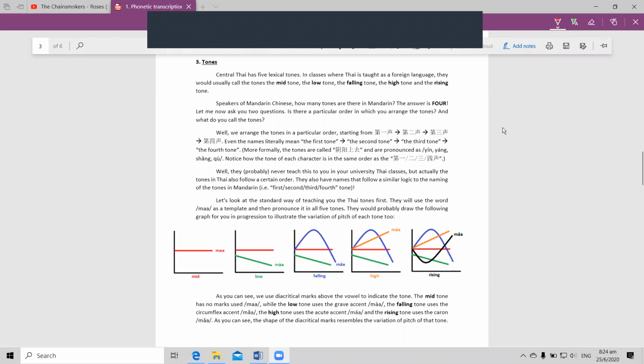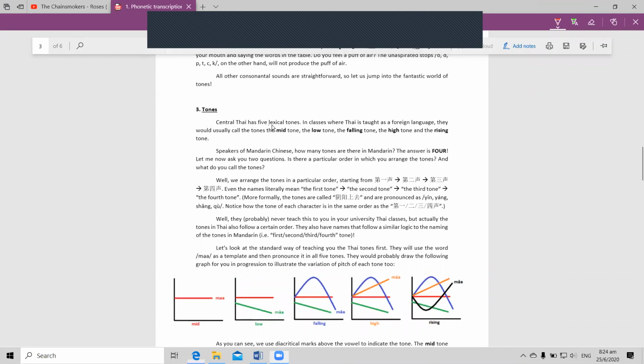All right. So Central Thai has 5 lexical tones. So what do we mean by lexical? Lexical means if we change the tone of a word with the same consonant and vowel, we get a new meaning or we get a different meaning.